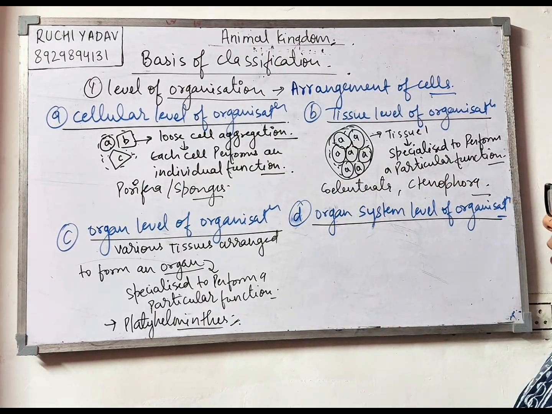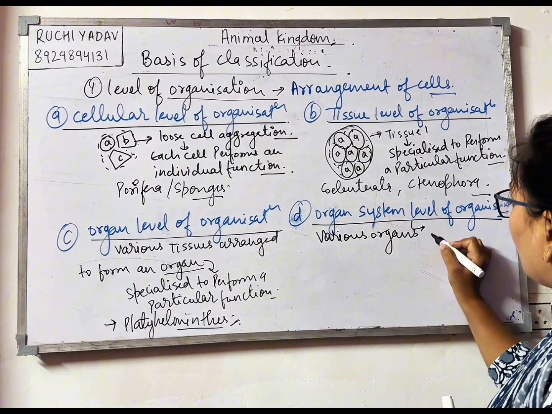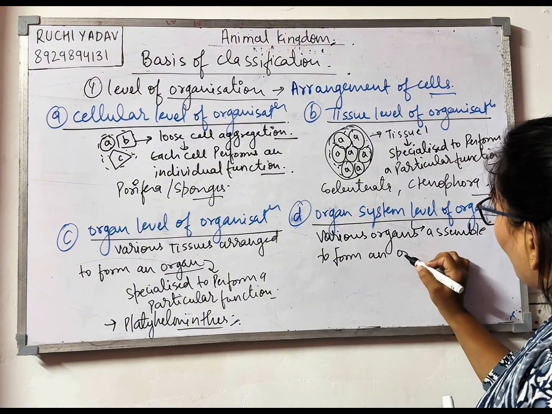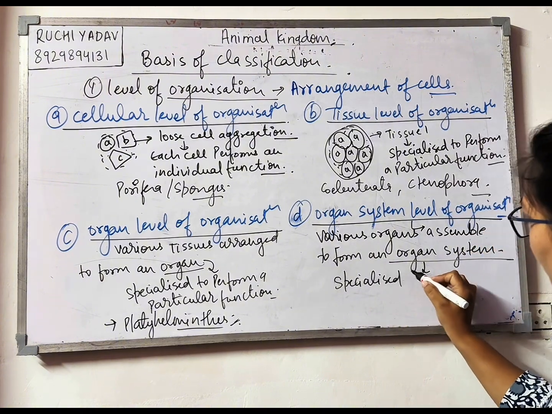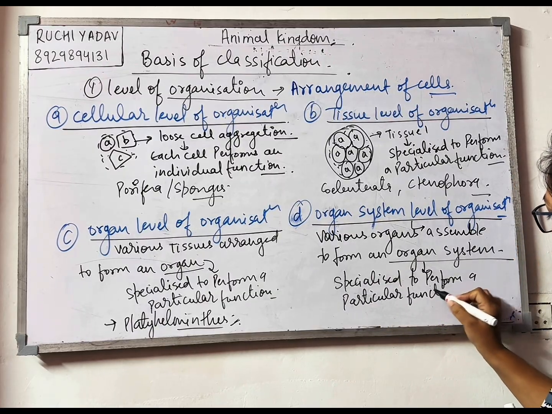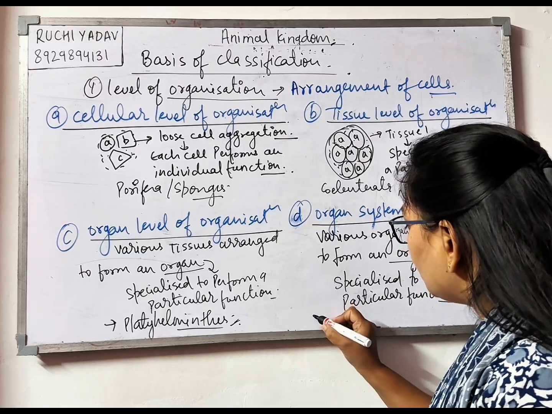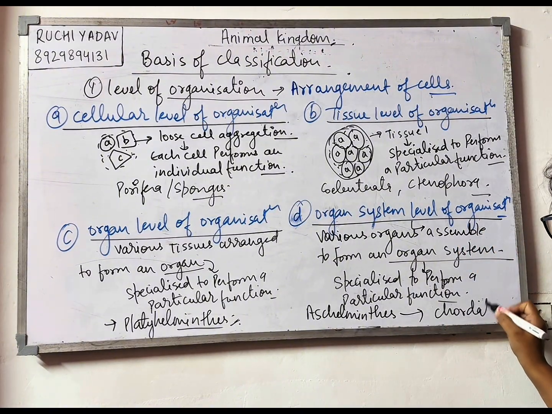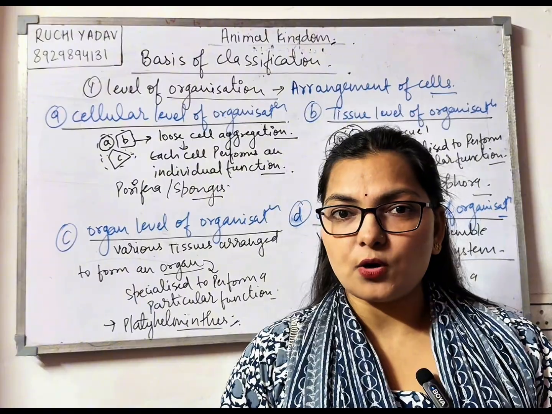Moving on to the next, that is organ system level of organization, the highest level of organization, where various organs assemble to form an organ system. Now this organ system is specialized to perform a particular function. This type of organization is found starting from the phylum Aschelminths to the phylum Chordata. So these were the various types of level of organization which are found in the various organisms.